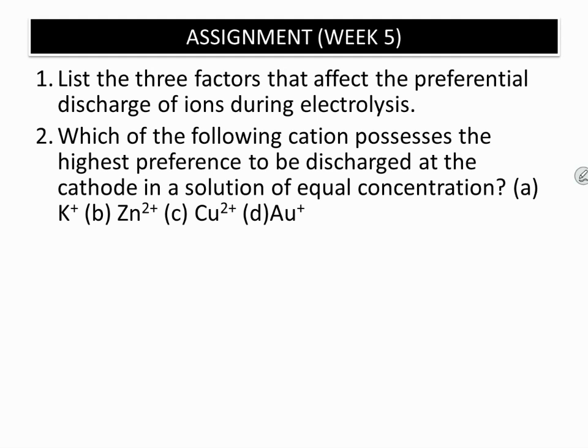Now, which of the following cations possesses the highest preference to be discharged at the cathode in a solution of equal concentration? All these are cations, and I told you that the one that will discharge is the one at the bottom of the series, the one that is relatively less electropositive. Remember that potassium occupies the first position, then we have copper before gold. So gold will be discharged since it occupies the lowest position, and among the four of them, it is the one with the least electropositivity.